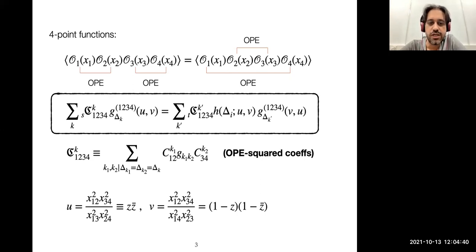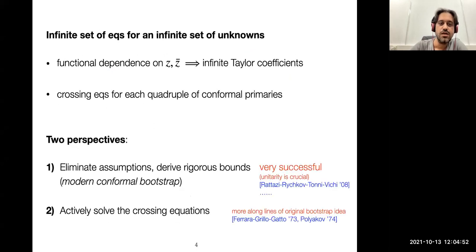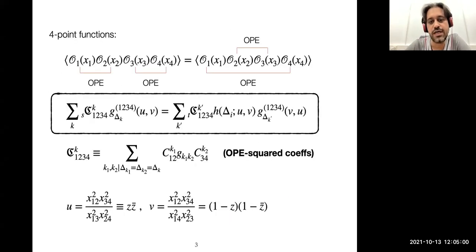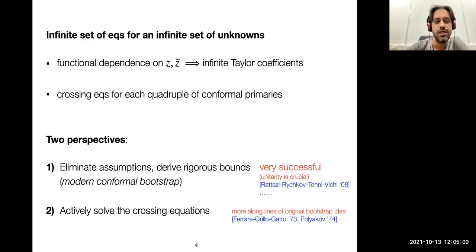In what I will do, I will assume that we know explicitly the conformal blocks, and the name of the game is to try to solve these equations and find the C's and the deltas that can appear consistently in these equations. Clearly this is a difficult game to play, and the difficulty is obvious from the start. We have functional equations, and they involve an infinite series, so an infinite number of terms. So we have an infinite set of equations for an infinite set of unknowns.